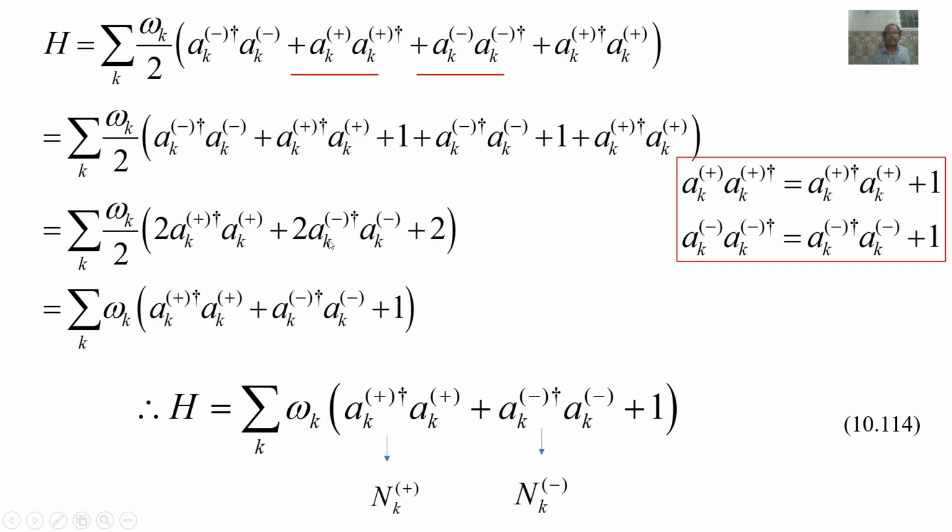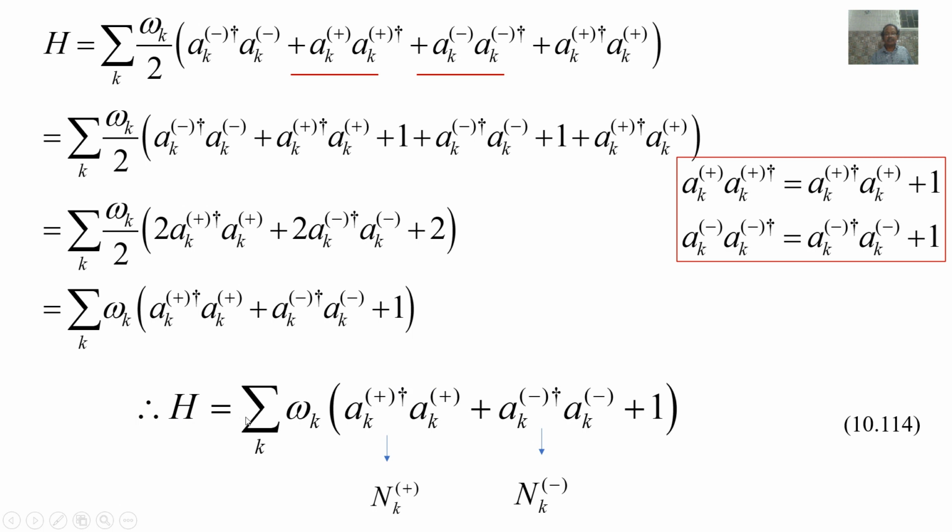And the first term, ak plus dagger ak plus, and the last term can be combined. We can write this as 2 ak plus dagger ak plus. I can pull 2 out and the 2 gets cancelled here. See here, 2 gets cancelled. So you have the summation over k, omega k, ak plus dagger ak plus plus ak minus dagger ak minus plus 1. So this is the complete expression of your modified Klein-Gordon equation. So the Hamiltonian becomes exactly like this.